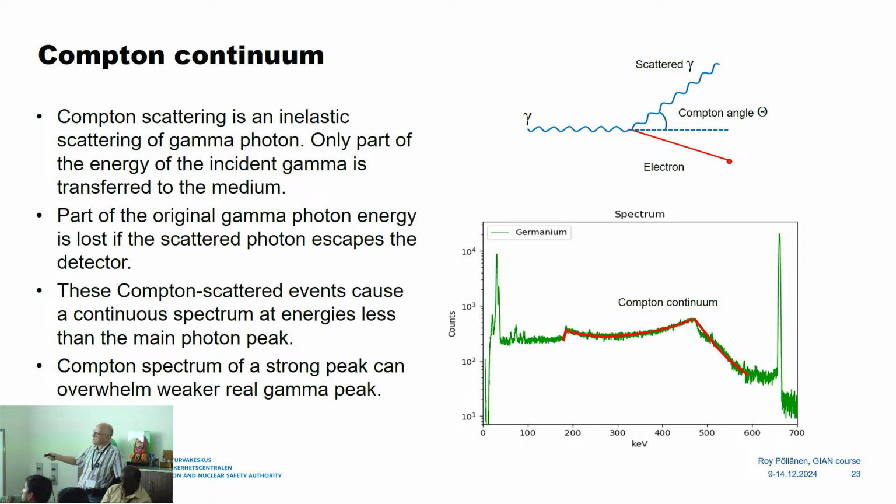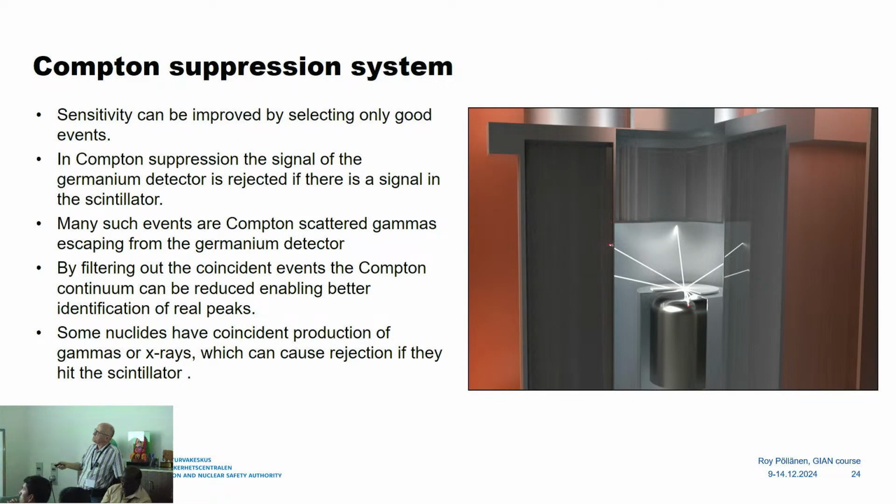This is the full energy peak. The point here is that when there is the Compton phenomenon, it can overwhelm weaker real gamma peaks, which might be present here, but we cannot identify small peaks. So, about this Compton suppression system.